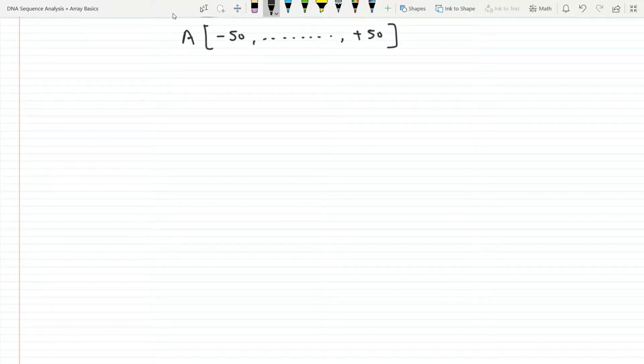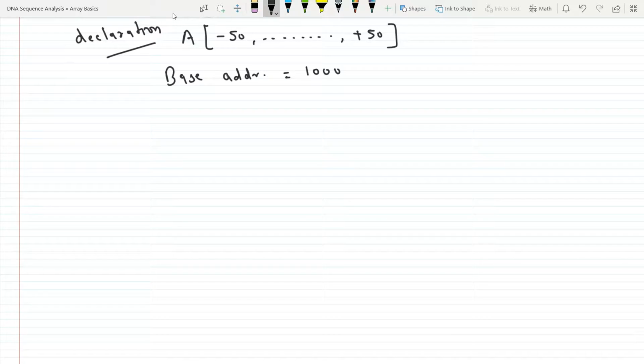Okay, so it may be some array declaration. This is the declaration, maybe in some language. I am not saying that it is compulsorily in C language, maybe in some other language, because it is following negative indexing also. Okay, so this is a random question. So this is the declaration, and base address is given. So what is the base address? Base address for this array is 1000. It is also given in the question.